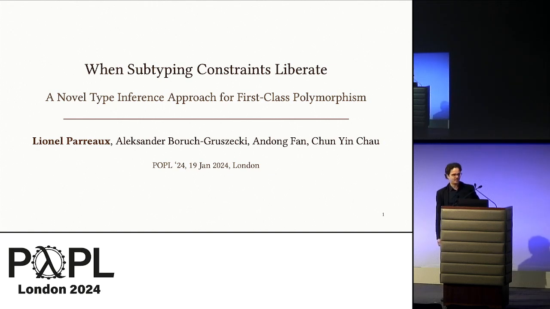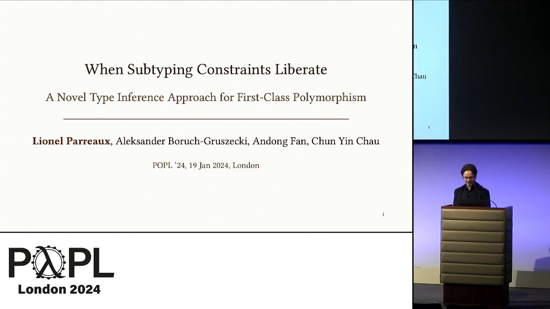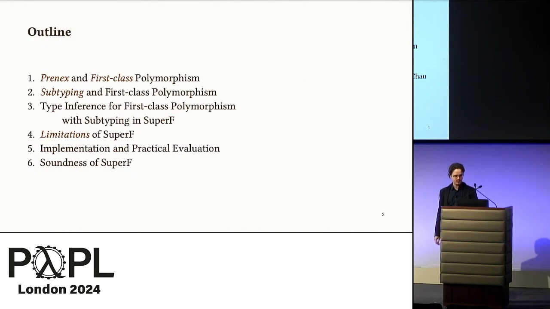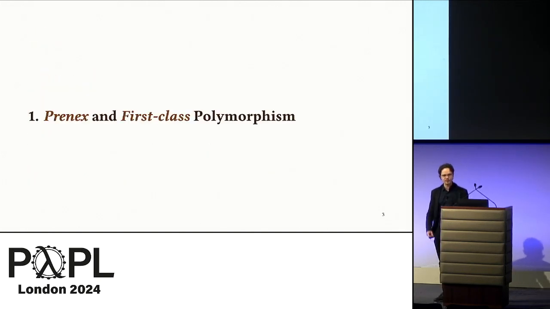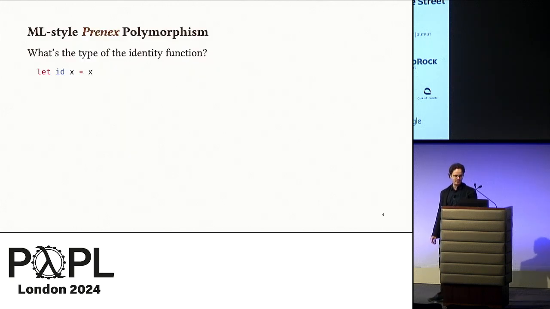All right. Hello, everyone. Welcome to my talk on subtyping constraints Liberate. So let's first talk about polymorphism, and in particular, the classical prenex polymorphism of ML and how it compares to first-class polymorphism. So you all know what's the type of the identity function, right?